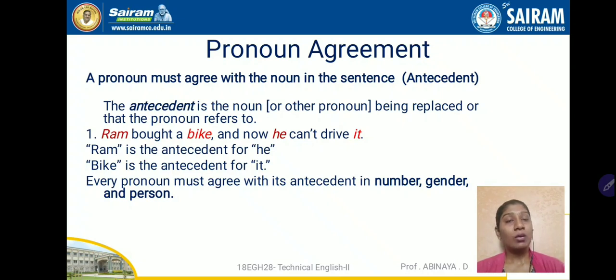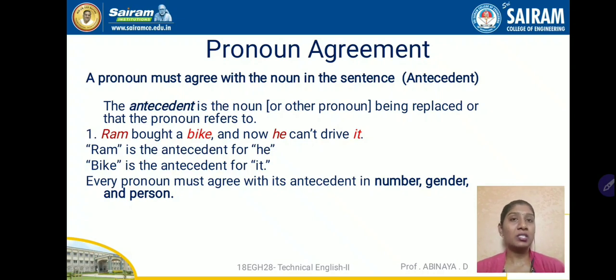See, and now he cannot drive it. He is a substitution of Ram. Then Ram is the antecedent for he. And in cannot drive it, it is the pronoun for bike. So that noun bike is the antecedent for the pronoun it. Every pronoun must agree with the noun which the pronoun is going to substitute. That noun should agree with the pronoun in number, gender and person.